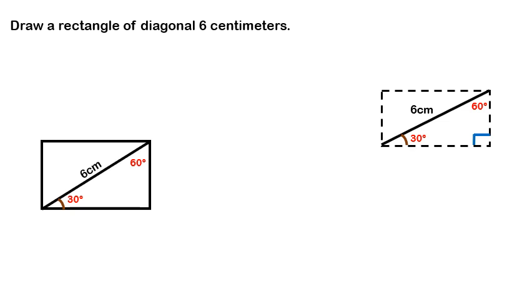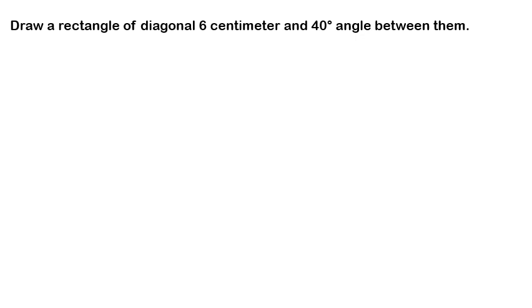Thus you can draw many rectangles of diagonal 6 cm. Let us see another question. Draw a rectangle of diagonal 6 cm and 40-degree angle between them. Children, in this question, they have given the length of its diagonal and the angle between the two diagonals. First, let us draw a rough sketch.